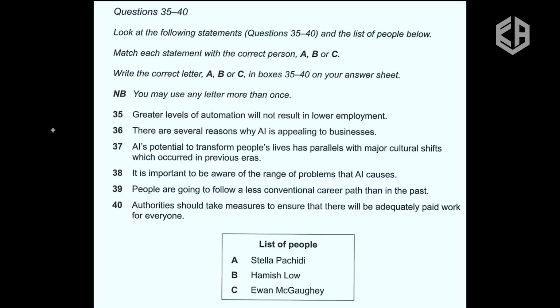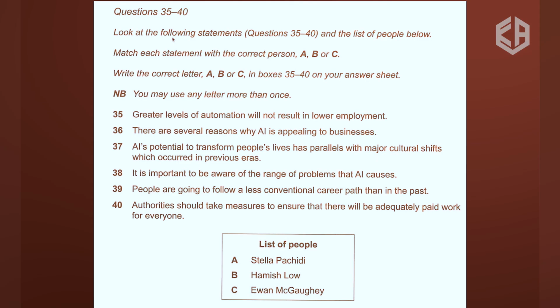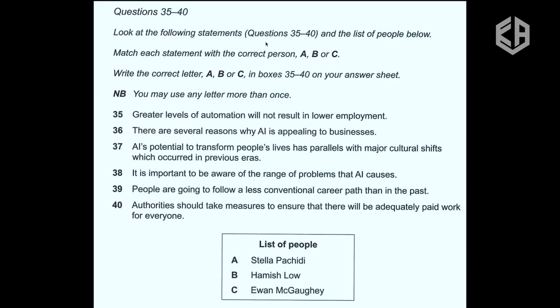When you see this type of question, make sure that you read the rubrics carefully. Remember, we talked about this. Always read the rubrics, always pay attention to the instructions. Look at the following statements, question 35 to 40, and the list of people below. So we have 1, 2, 3, 4, 5, 6 questions, about 1.5 minutes. Remember that. And then 3 people to match. Match each statement with the correct person.